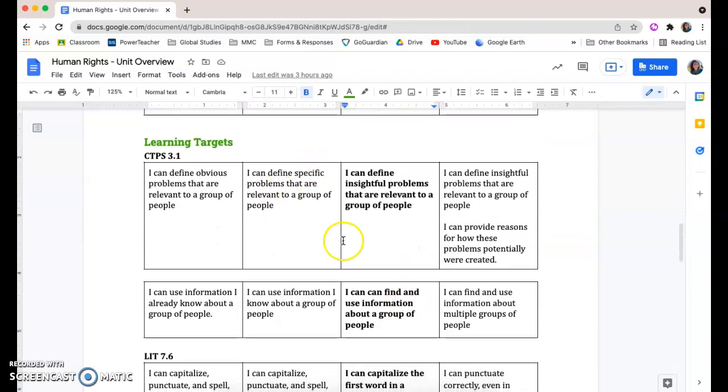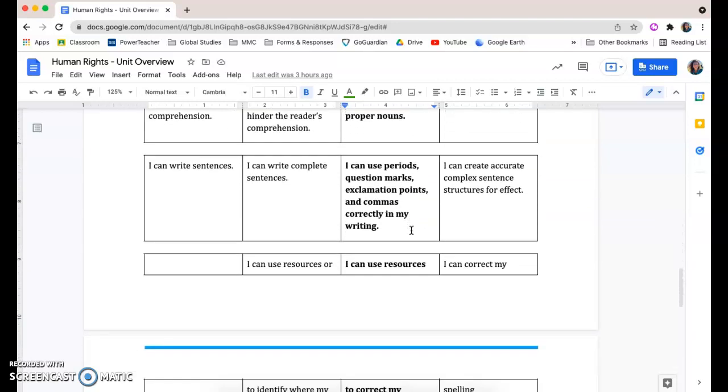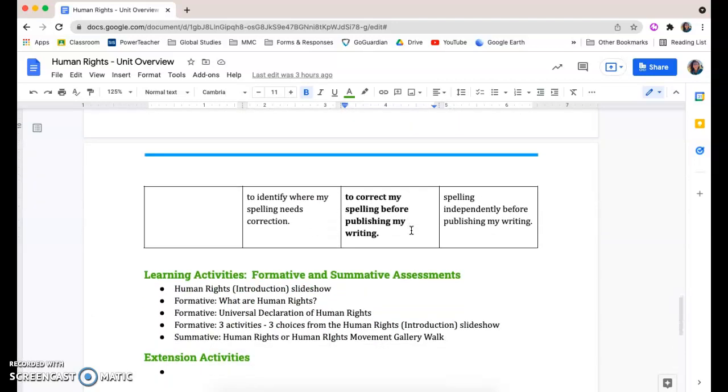Back to human rights, these are your learning targets, so some of your I can statements are broken down into what each of these skills are. Feel free to go and look at these.